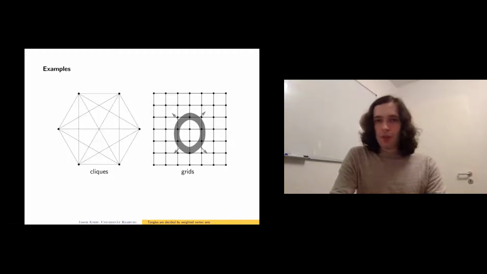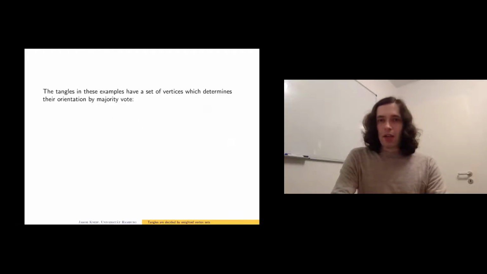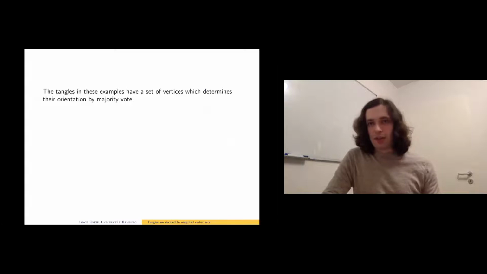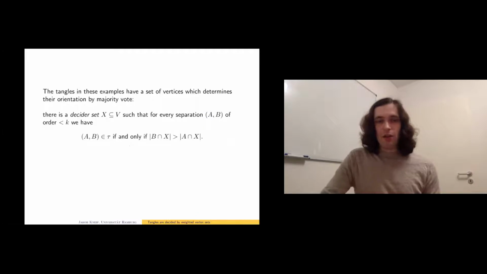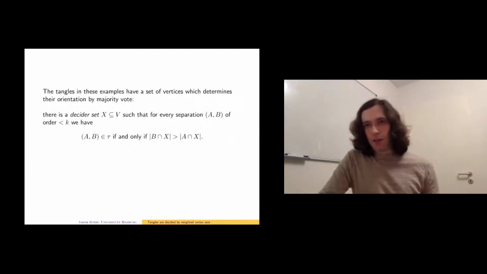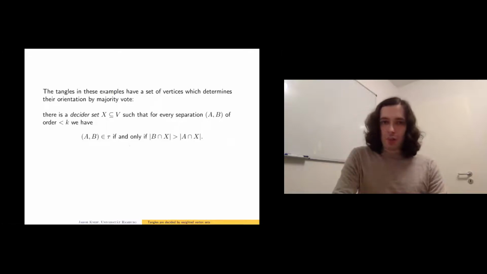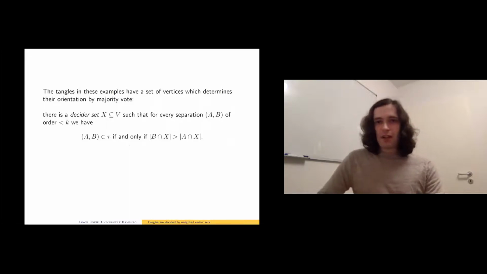So in both of these examples, we had for our k-tangle, which in this case came from a cluster, a set of vertices which defines this tangle by majority vote, by which I mean that we had a set of vertices x, in this case either the vertices of the clique or the vertices of the grid, such that for each separation, the side that was big according to the tangle was precisely the side that contained the majority of the vertices in x.